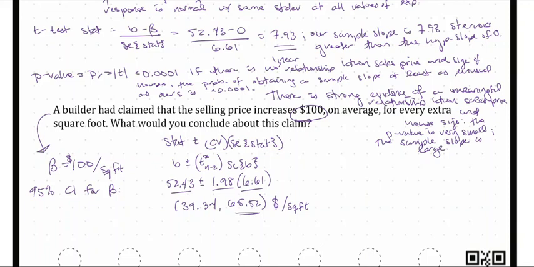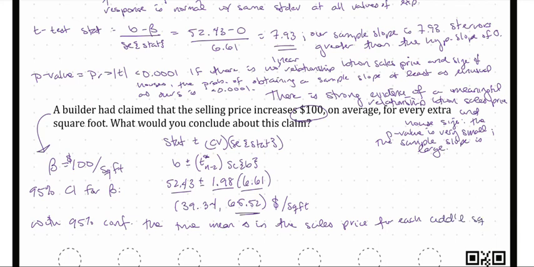So I'm going to interpret my interval. With 95% confidence, the true mean change in the sales price for each additional square foot of a house is contained in the interval $39.34 to $65.52 per square foot.